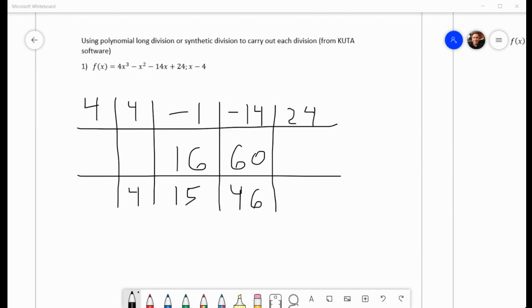Okay, so then what's next? Well, we multiply 4 with 46. Wait, is that right? Let me double check my notes. It's 184. Sorry, my mistake. That's 184. And if we add that to 24, now we get 208. There we go. And now, of course, we stop. There are no columns after that.